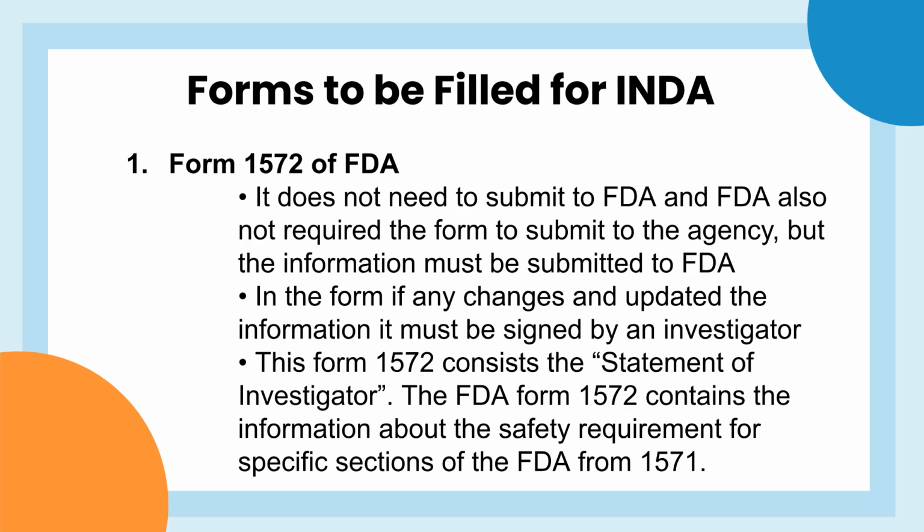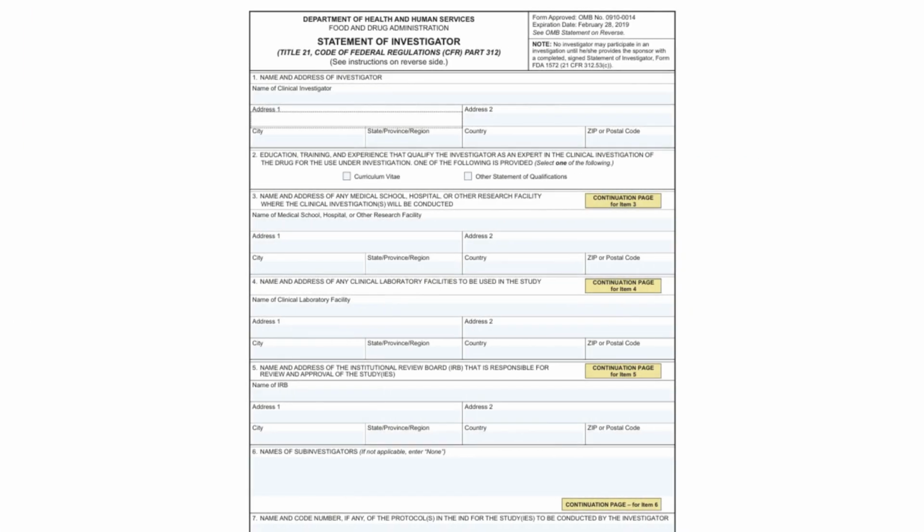In applying, of course, there are forms needed to be accomplished. The forms may be, first, the FDA Form 1572, titled Forms to be Filled for IND. Although it is not required for submission to the FDA, the information it contains must be provided to the agency. Any updates must be signed by an investigator. This image shows a portion of the FDA Form 1572, which includes the Statement of Investigator. This form contains specific safety requirements related to sections of FDA Form 1571. You may also search it on your own, so you could explore, and for future reference.